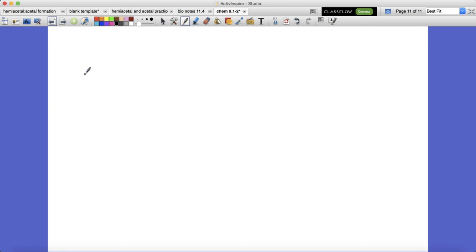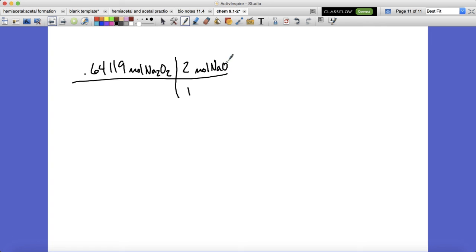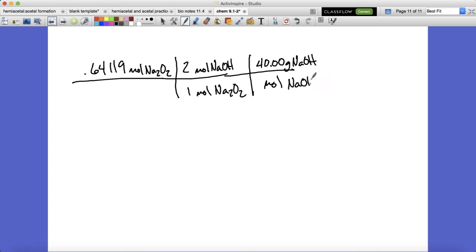I can start with the 0.64119 moles of sodium oxide, and I can do a ratio. It's going to be a 2 to 1 again because it's 2 moles of sodium hydroxide for every 1 mole of sodium peroxide that react. And then I can use a molar mass. Sodium hydroxide, its mass is 40.00 grams per mole. Remember that because I use it a lot, but also it's a whole number, surprisingly. That doesn't happen very often.